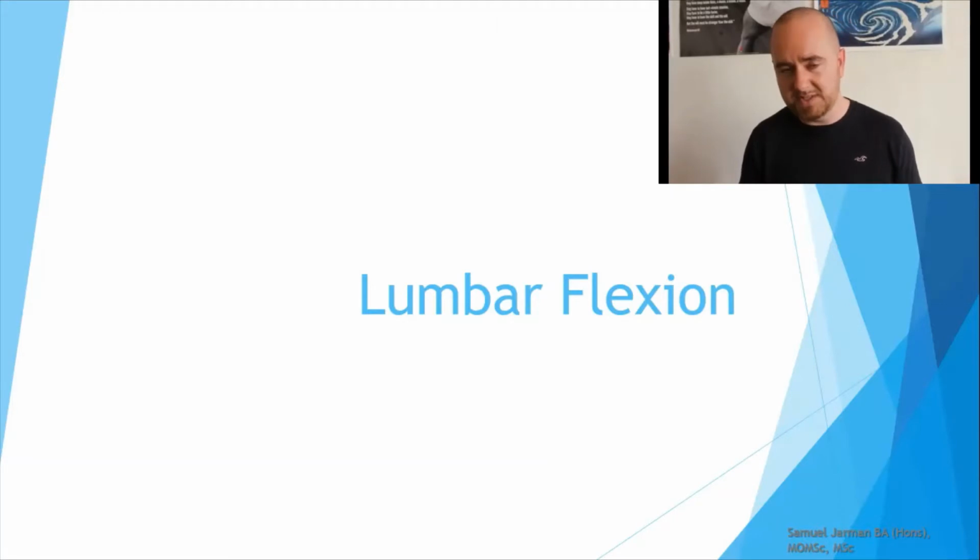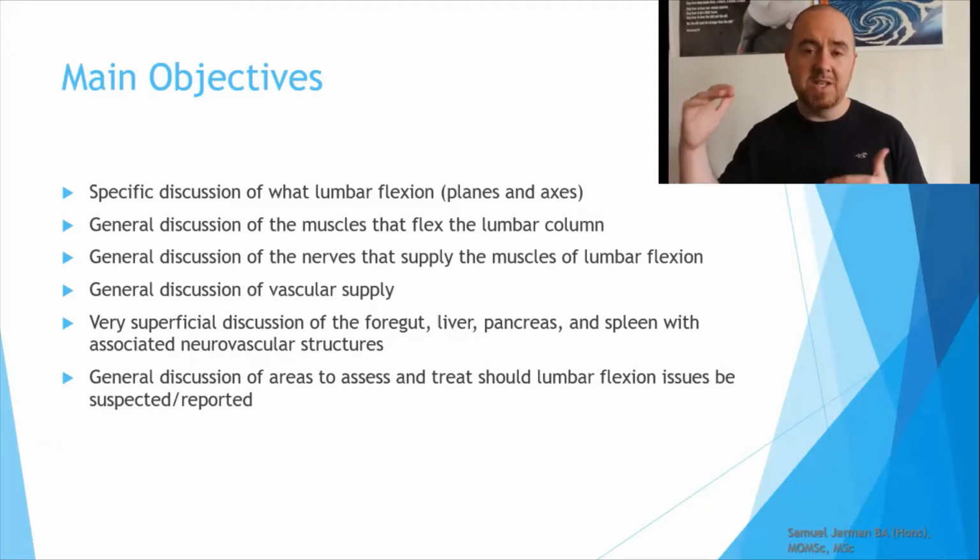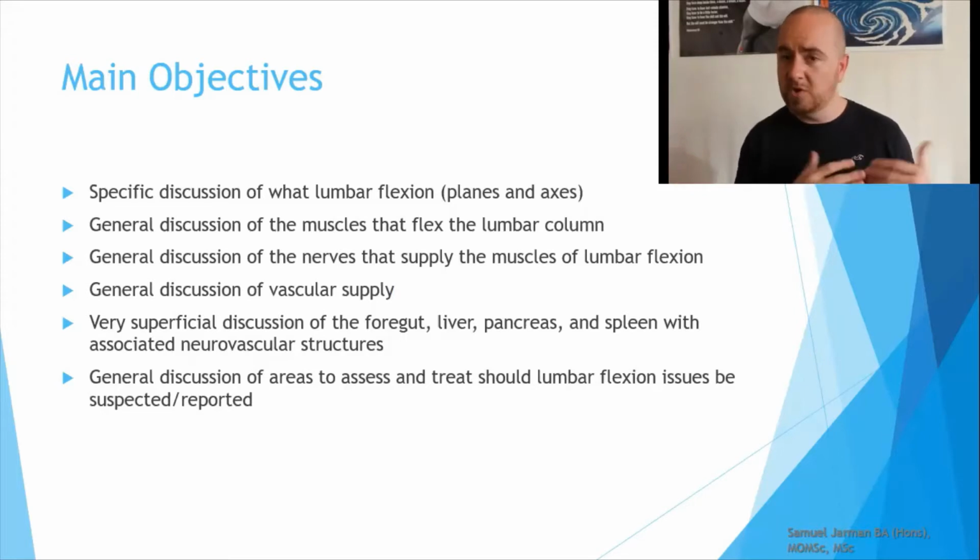Now that said, we're obviously looking at what actively generates lumbar flexion here, which are torso flexors. So we look at our objectives, and our main objective is a specific discussion of what lumbar flexion is, planes and axes. Now this is obviously getting repetitive and it's completely on purpose, but we will talk about it. We'll have a general discussion of the muscles that flex the lumbar column, a general discussion of the nerves that supply those muscles, and a general discussion of the vascular supply. So there's going to be a lot of overlap here with thoracic flexion as well as thoracic side bending and rotation. So you would have already seen quite a bit of this. However, it bears repeating on purpose.